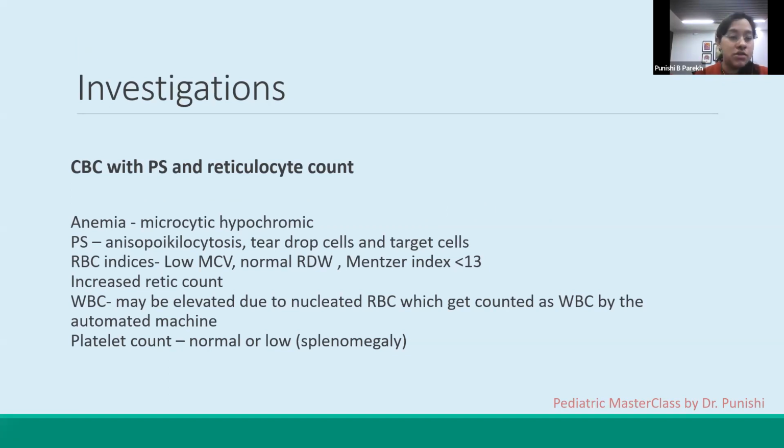So what do you expect to see in a CBC report? So definitely anemia. What type of anemia? Microcytic hypochromic anemia. In the peripheral smear, I can have anisopoikilocytosis, teardrop cells, target cells. So teardrop cells, target cells, all of these point more towards hemolytic anemia. So what do they look like?